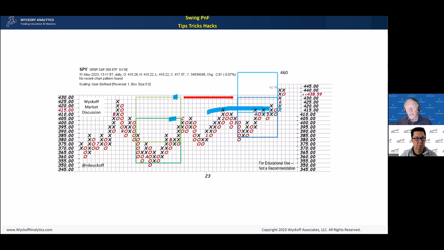Look at the resistance it formed here. Yeah. And so it went right into that zone and then built another swing count, a count up to 460. So let's keep that count in mind.